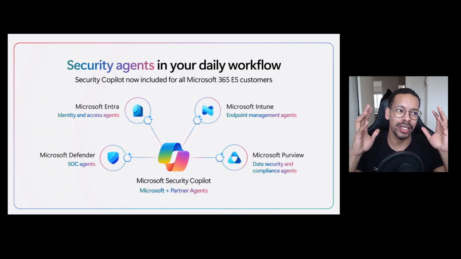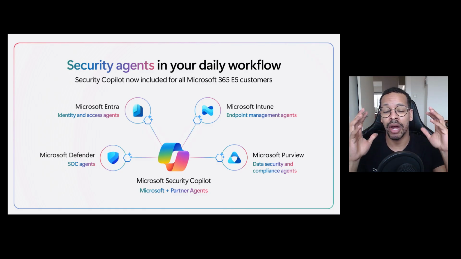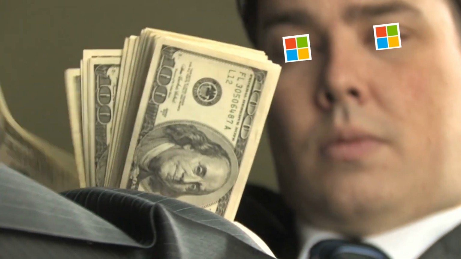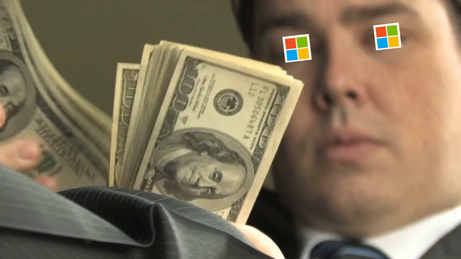There is always a max cap, and this is 10,000 security compute units per month. So that is the Security Copilot. Now let's dive into the prices. Copilot pricing is not very complex, but there is a lot of nuances. So let's start with the big bad boy.